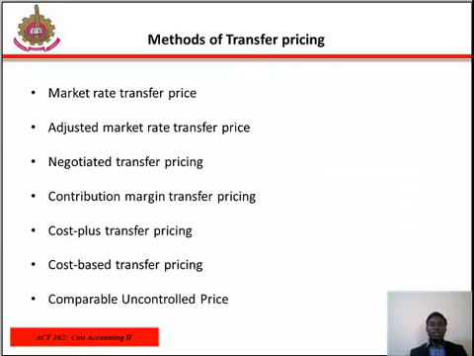Methods of transfer pricing. We have several methods of transfer pricing, but for the purpose of this study, we'll be picking on the listed ones. Market rate transfer pricing, that's one. Adjusted market rate transfer pricing, two. We have negotiated transfer pricing, contribution margin transfer pricing, cost plus transfer pricing, cost based transfer pricing, and comparable uncontrolled price.